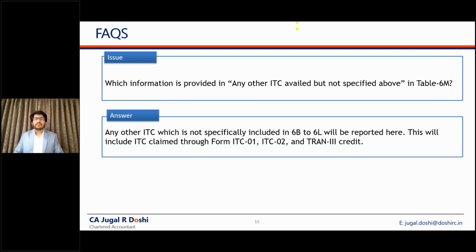The question comes, any other ITC availed but not specified above, table 6M. Are there any examples of such transaction? Yes. ITC claimed through from ITC 02, ITC 01, Tran 3 credit. These are the different examples for which no separate line is there and hence would be covered in table 6M.